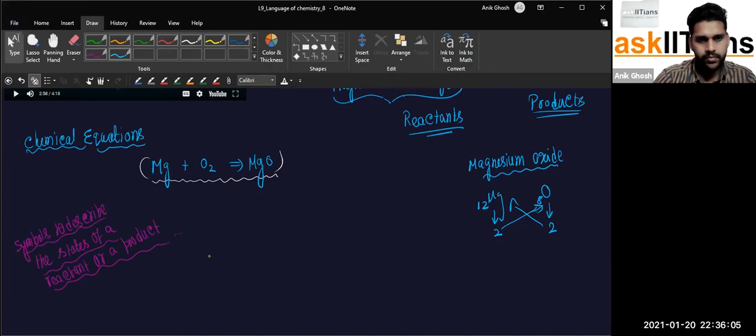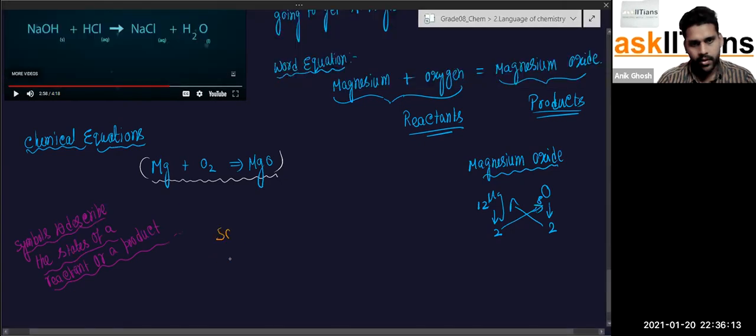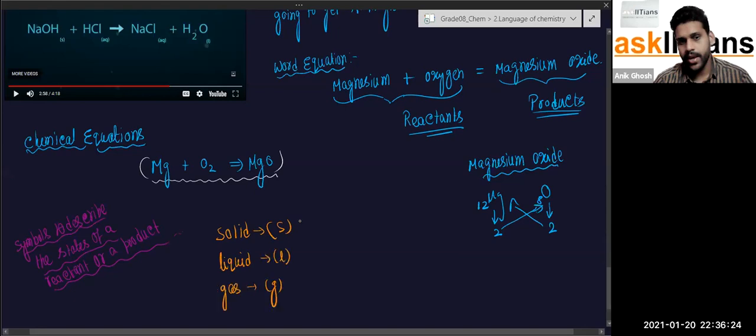The first is when the reactant is solid. When it is solid, we give the symbol S. When the reactant is in liquid form, we give the symbol L. When the reactant is gaseous in nature, we write G over here. This is how you can write the symbols of three different states. And there is another state, I think you have seen it, aqueous. We just write it like AQ.